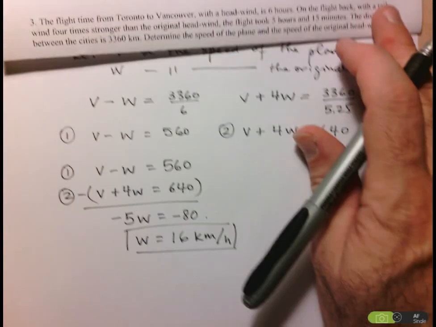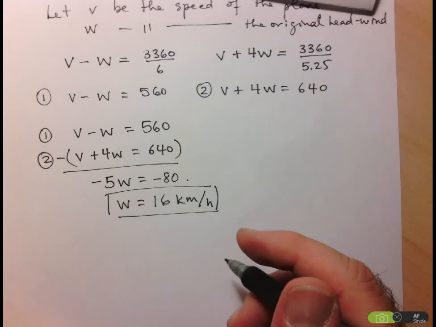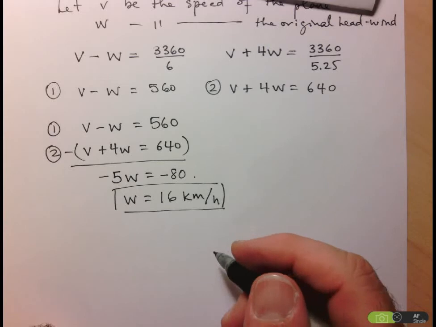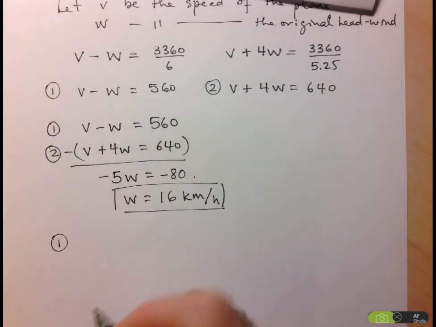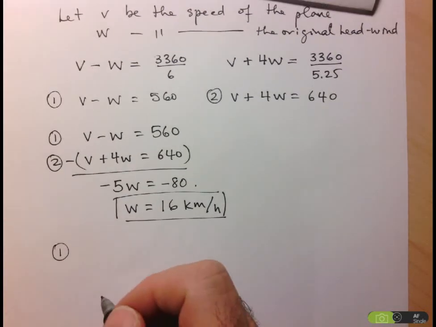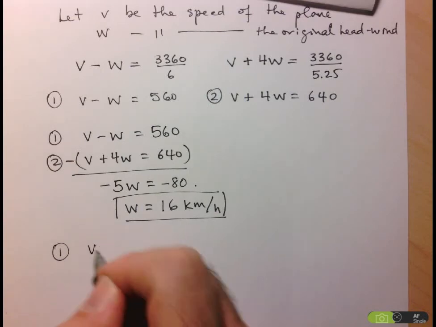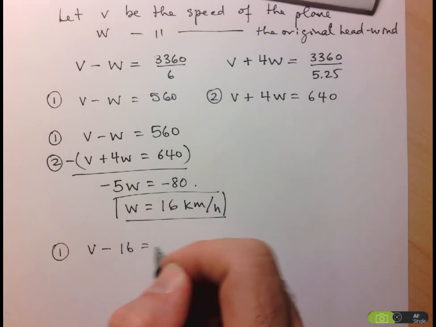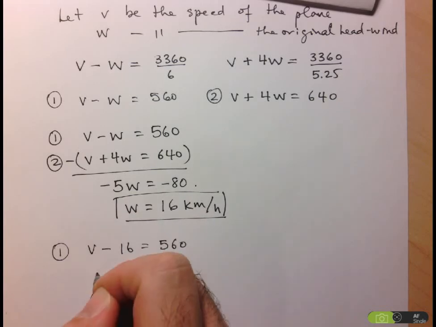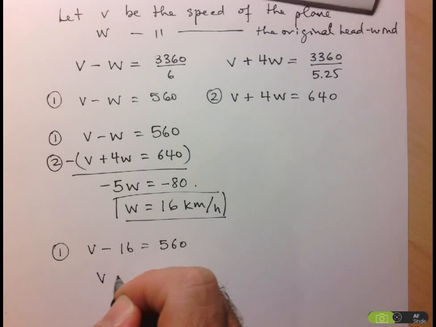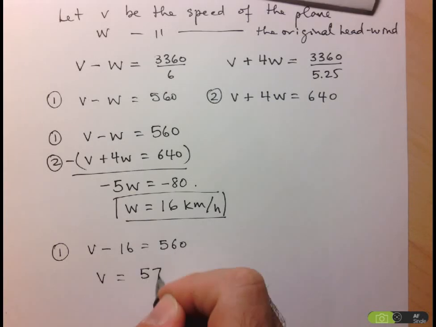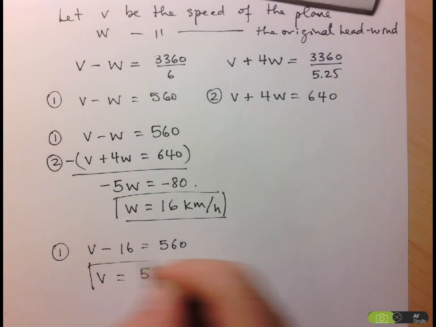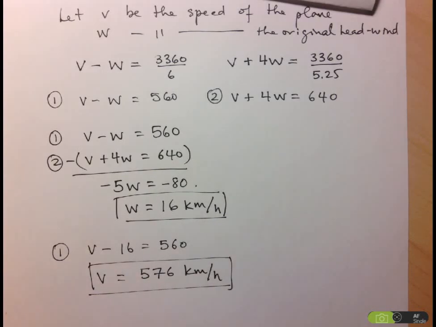And now let us go back and determine the speed of the plane. The easier one to use will be equation 1. So again, I'm going to label the equation that I'm using. So we have v minus w, which is 16, is equal to 560. And so the velocity of the plane, 560 plus 16, is 576 kilometers per hour. And there we have it, the speeds of the two planes. Okay, that's it for now.